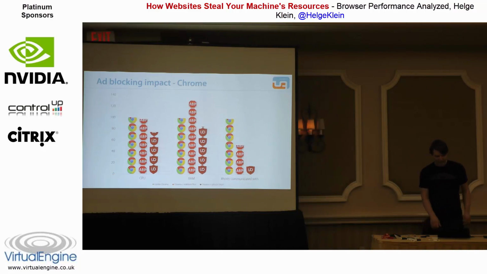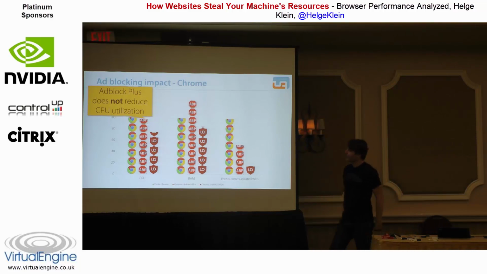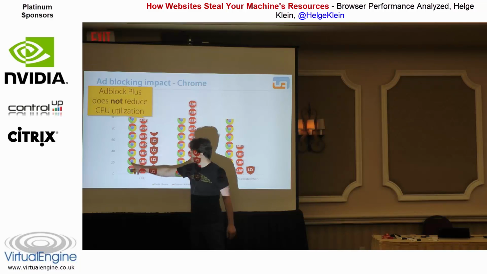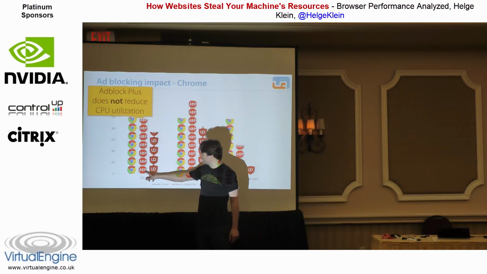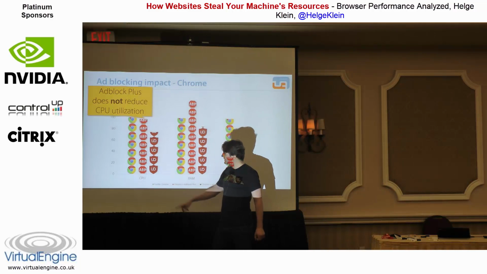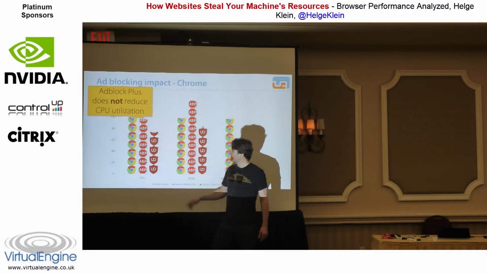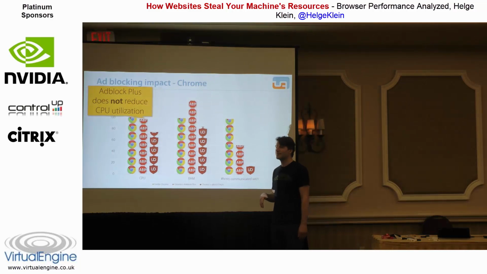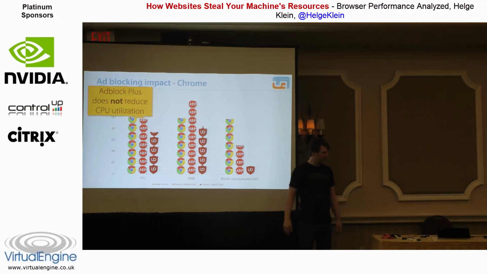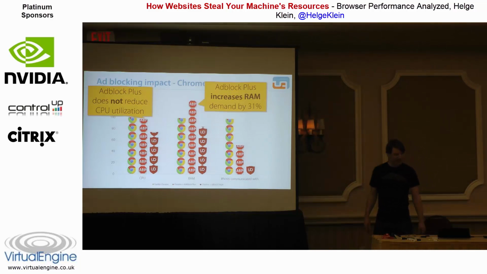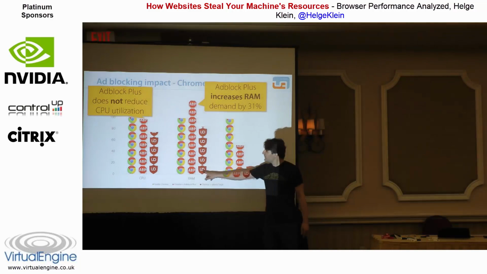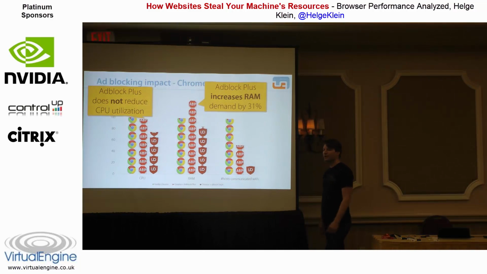Now, impact of ad blocking in Chrome. So, the left is native Chrome without any plugins or extensions installed. This is Chrome with AdBlock Plus, and this is Chrome with uBlock. So, interestingly, in this test at least, AdBlock Plus does not reduce CPU utilization at all. Going forward, looking at memory utilization, AdBlock Plus even significantly increases the memory that is required by the browser, which is not what you want. Well, it does block the ads, of course. That works. But resource utilization is increasing.